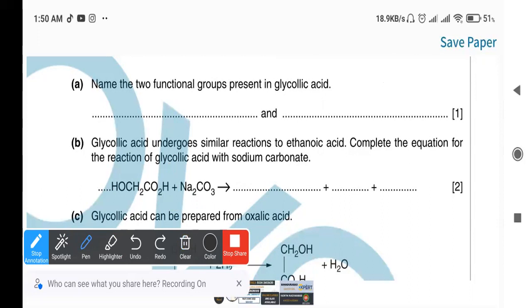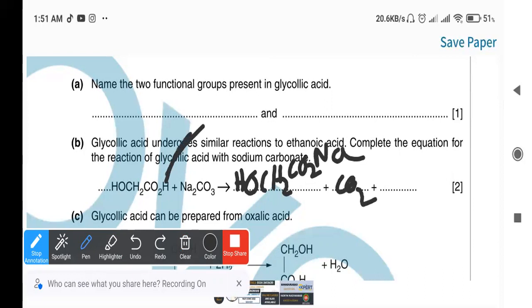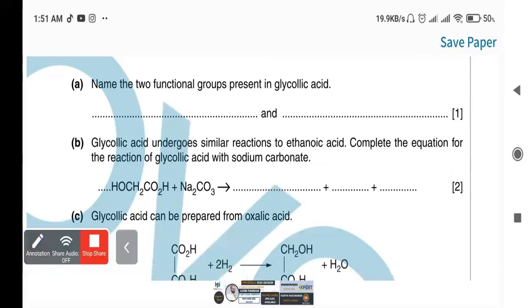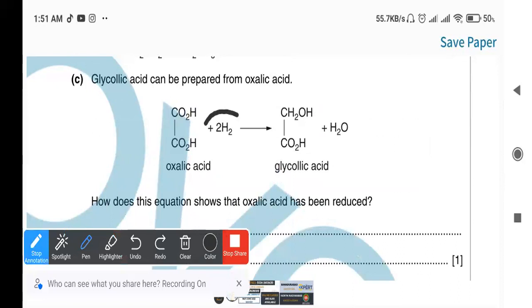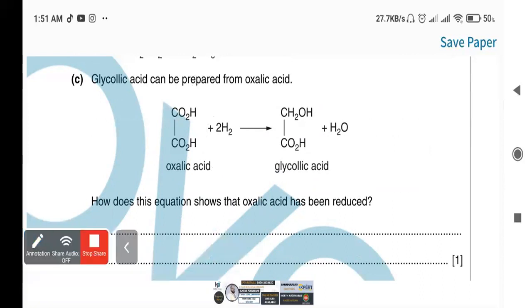So we will get OH, OH, then CH2, CO2, and this hydrogen will get displaced by sodium. Okay, and we will get CO2 because this hydrogen will be gained by the CO3, and also we'll get H2O, CO2 and H2O. Okay. So reduced because hydrogen is getting added. So this carboxylic acid is getting reduced.